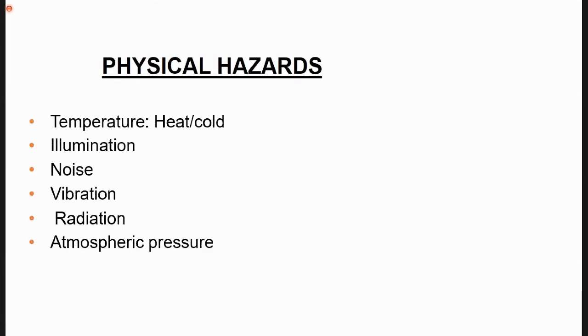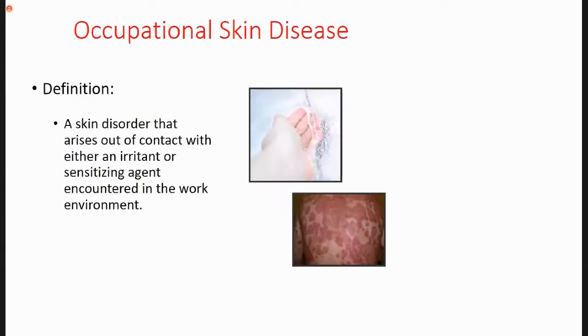So you all know that it's temperature, which could be excessive heat or cold, illumination, noise, vibration, radiation, and atmospheric pressures. So now we can see the example of occupational diseases. Occupational skin diseases can occur due to occupational hazards: a skin disorder that arises out of contact with an irritant or sensitizing agent encountered in the work environment.